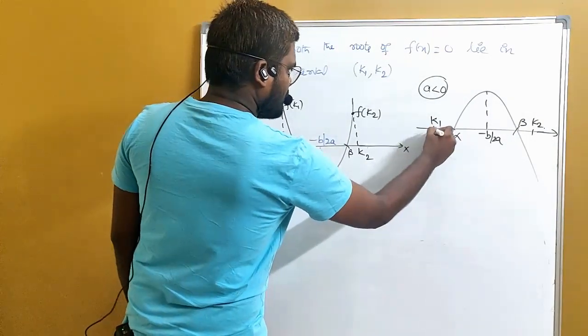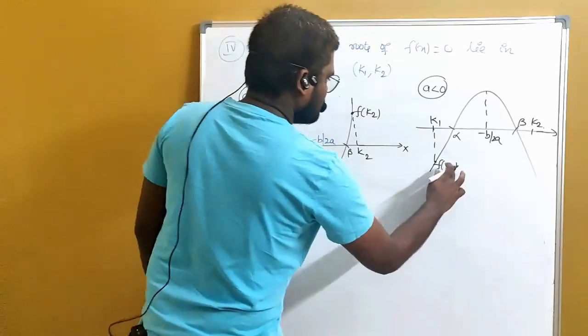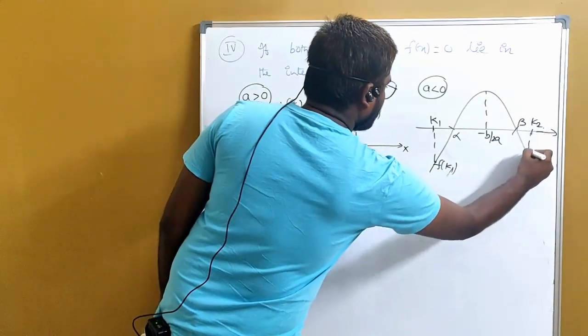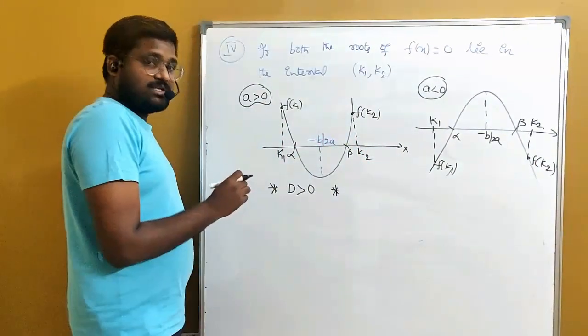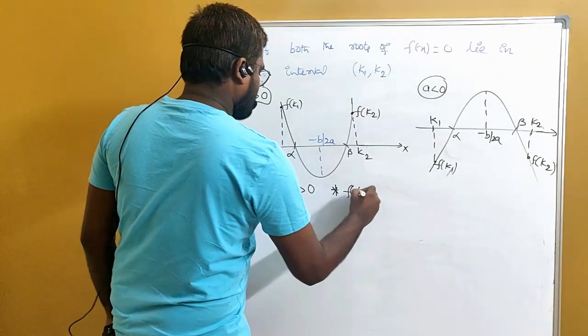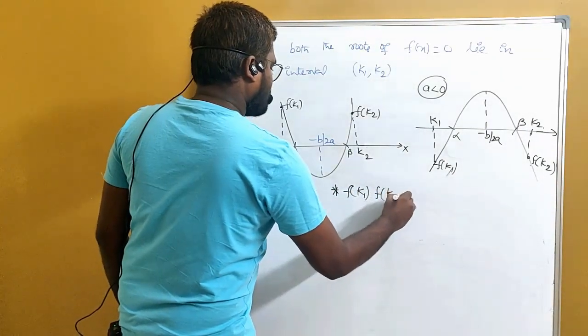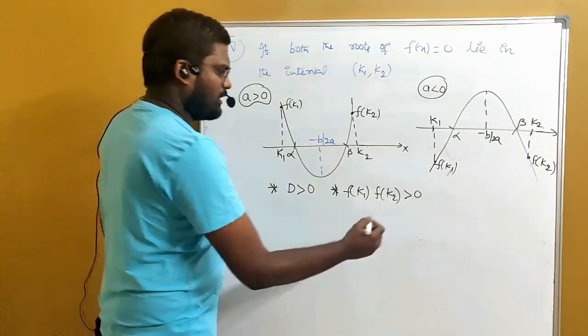And what about this one? Here also f of k1 is negative. What about f of k2? This is also negative. Both are having actually the same signs in both the cases. So definitely their product will be positive. f of k1 and f of k2 will be greater than 0.